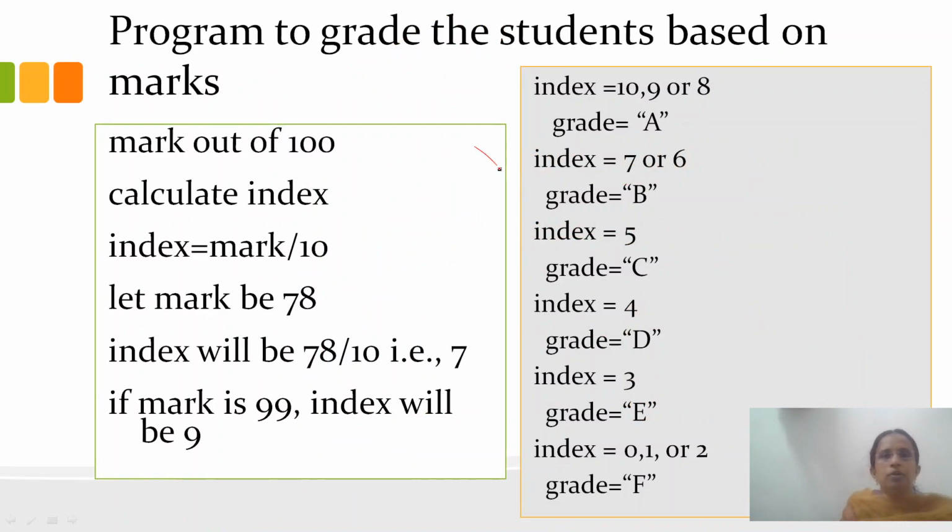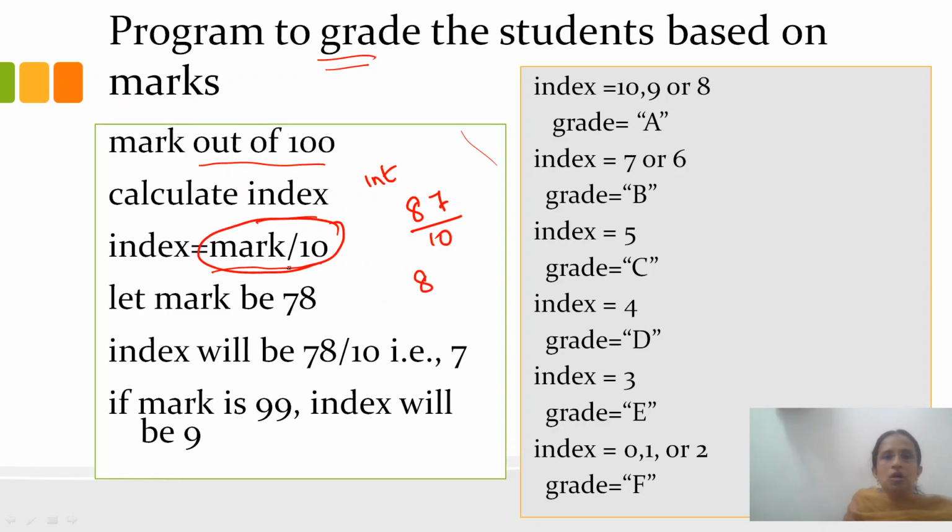Okay, this is a program to grade students based on marks. Here we are giving the mark out of 100. Calculate the index of the mark. The index of the mark is calculated by dividing the mark by 10. So what will happen here? Suppose we have a mark 87. When we divide 87 by 10 using integer division, the answer will be 8. So this statement is enough to convert the mark from 0 to 100, into 0 to 10.